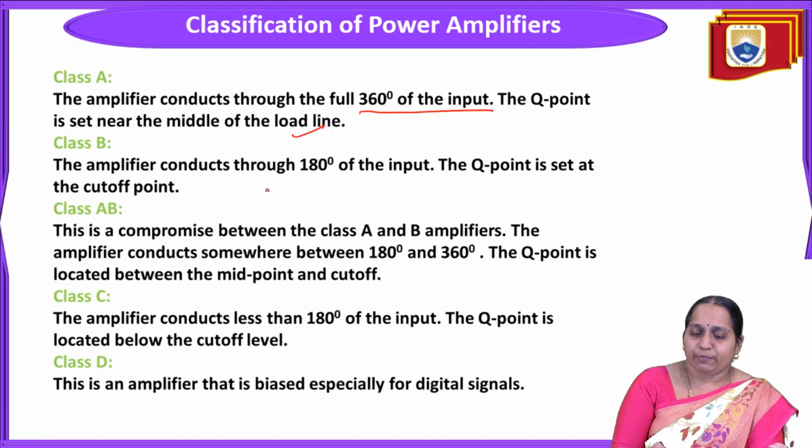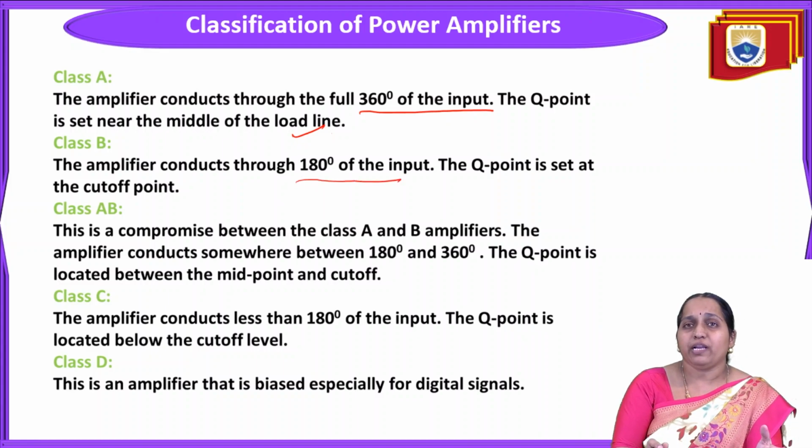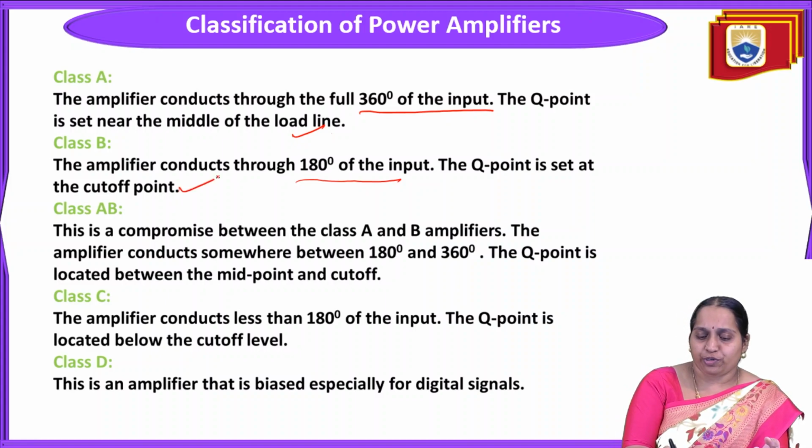Class B: the amplifier conducts through 180 degrees of the input, that is only up to 1/2 cycle. 180 degrees is nothing but 1/2 cycle. The Q point is set at the cutoff point.